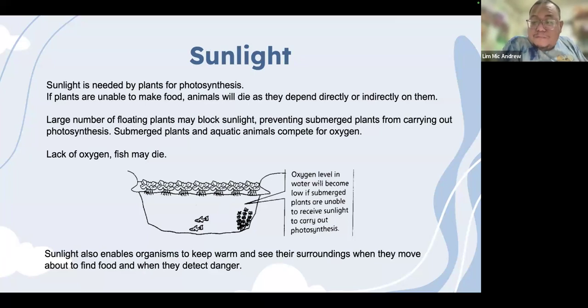So therefore, sunlight also plays an important part in determining the size of population, either increase or decrease. And sunlight is also very important for living things to keep warm and see their surroundings when they move to find food or when they detect danger. All right. Not all living things' eyesights are very sharp, like eagles or cheetahs. We need the light to see. We are not owls. Owls can see in the dark, but humans cannot. So we need sunlight to see the surroundings. When a place has no sunlight, we have to move out of the place in order to be able to see, to do our daily stuff.